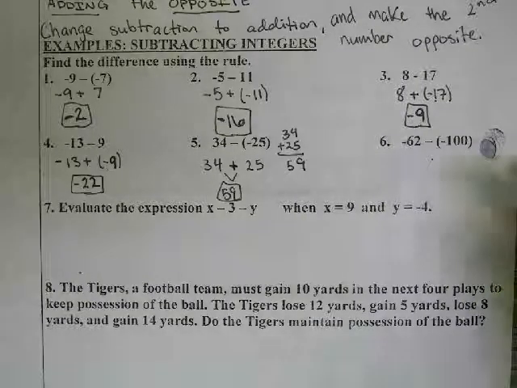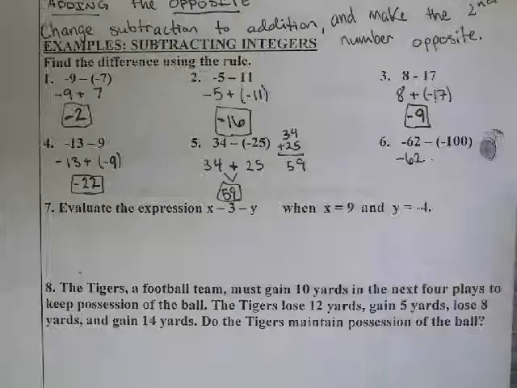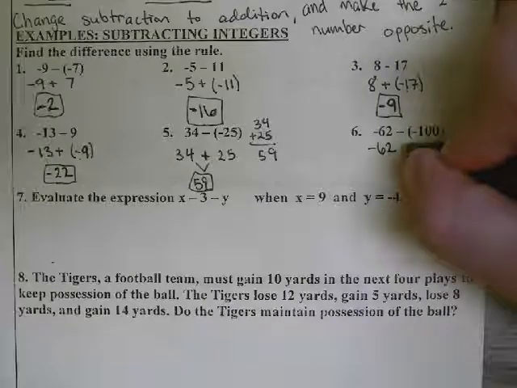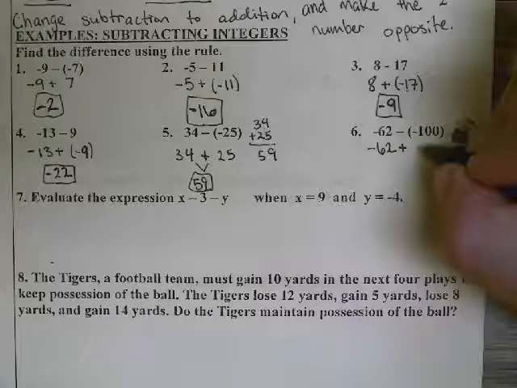Okay, let's look at number 6. We're going to keep that first number the same, negative 62. And then we add the opposite. So I'm going to add. And what's the opposite of negative 100? Positive 100.